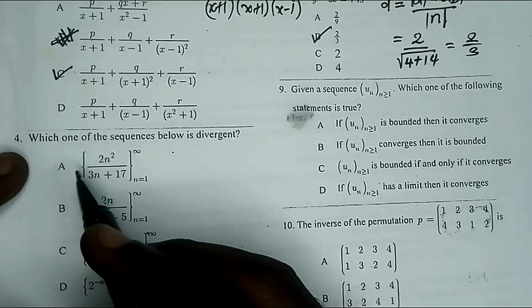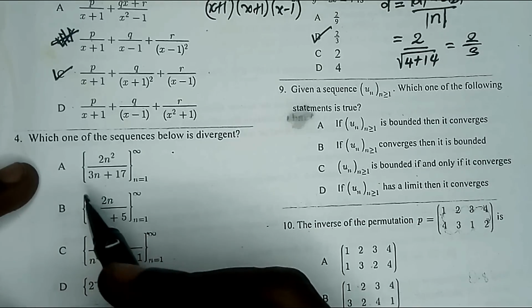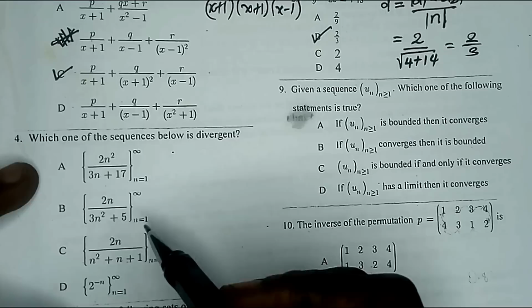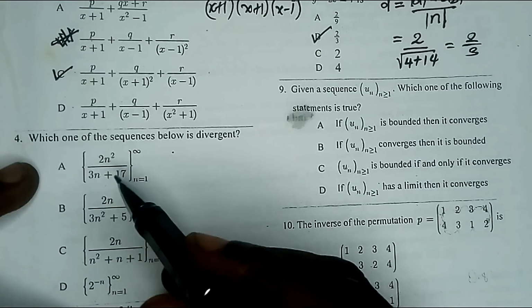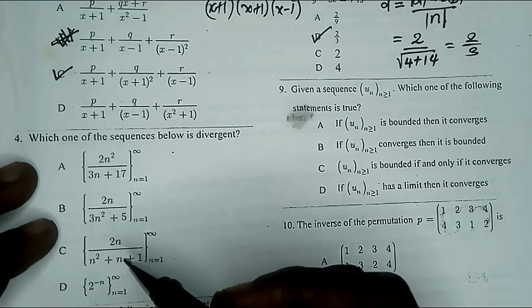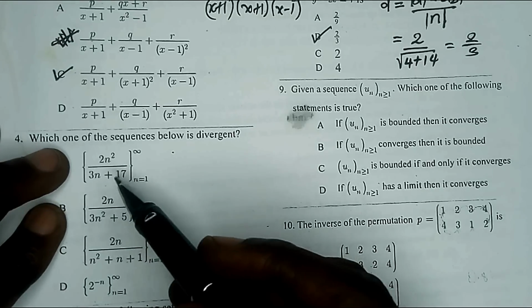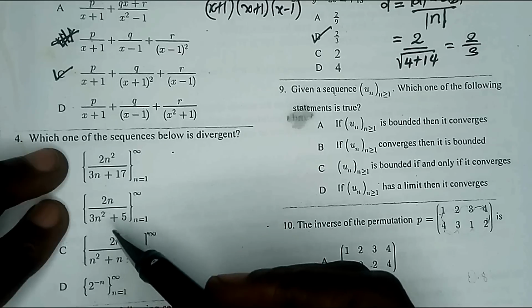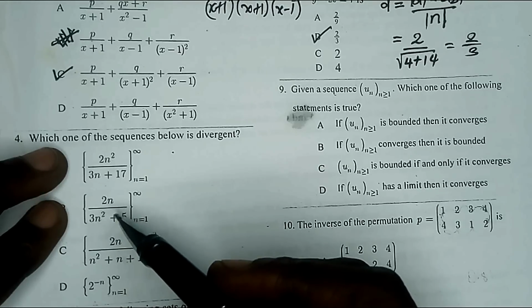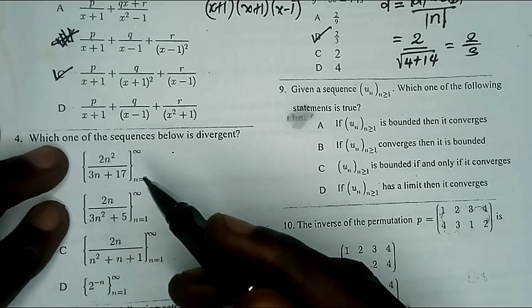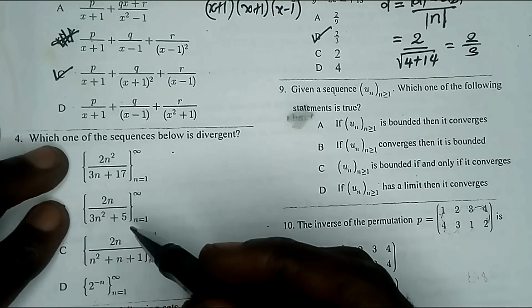In number 4, which one of the sequences below is divergent? One quick way of determining the divergence of a sequence is to look at the uniqueness of the limit of the general term. If the limit of the general term is unique and finite, then the sequence will converge, otherwise it would diverge.